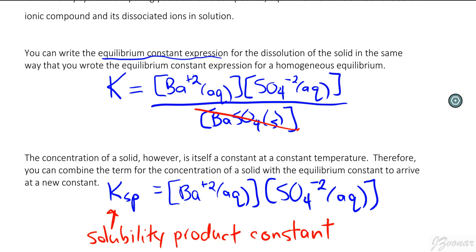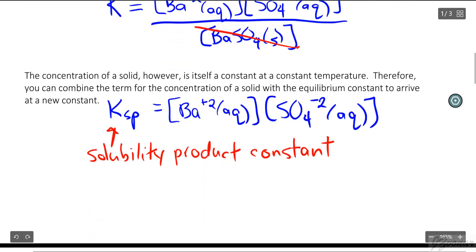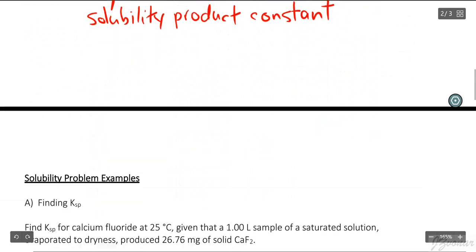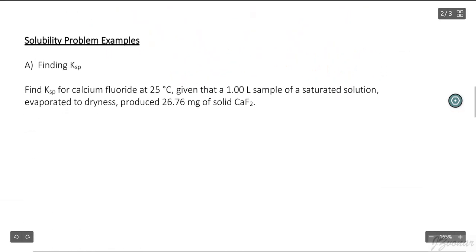So for the KSP, we always need to make sure that when we give these values of KSP, the temperature is always going to be included when reporting the solubility product constant, because it does vary with temperature. So let's take a look then at an example of how we use this. Look at some sample problems.